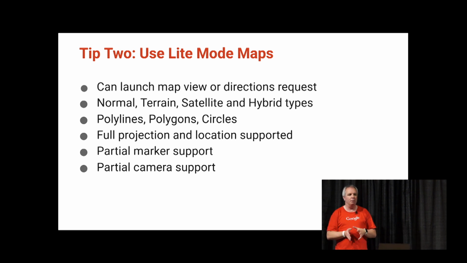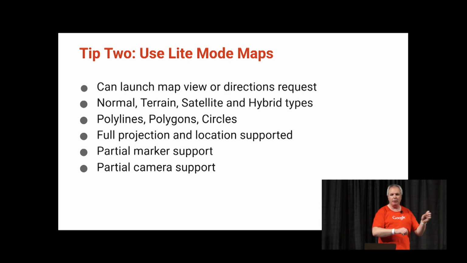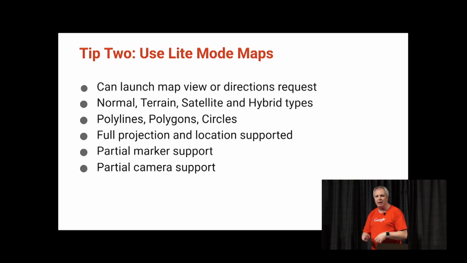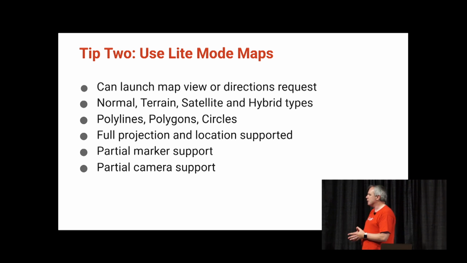It has partial marker support. This is one of the trade-offs. If you build an application where you want people to be able to drag markers around, drop them in different places, and customize them at runtime, light mode is not for you. But if you just want to plot markers on a map which are static, then you don't have to trade that off if you're going to use light mode maps.